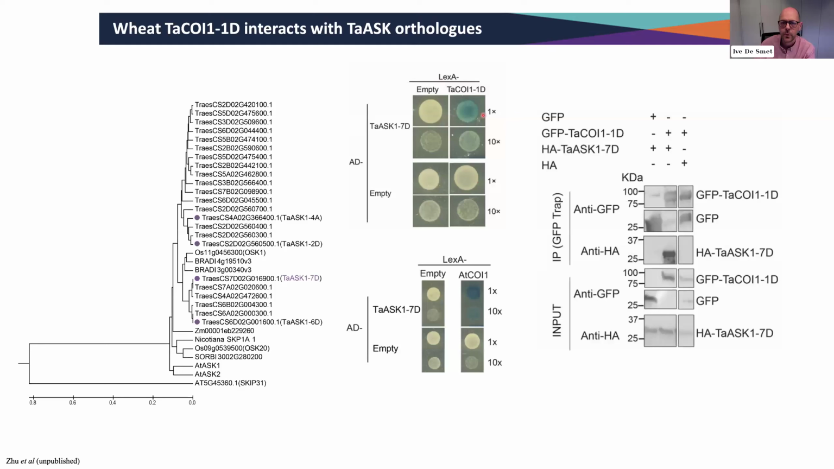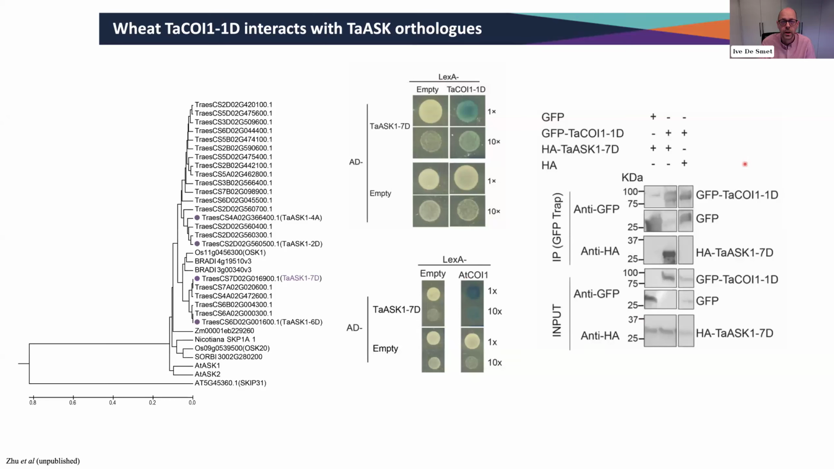Indeed, if we take our wheat COI1 from the 1D genome and test the interaction with the ASK proteins, we do see that there is an interaction there. So on that level, this already seems to be functional, and we see that in this yeast two-hybrid assay. We also see that this ASK1 is functional because it interacts with the Arabidopsis COI1. And we also see that in this pull-down assay.